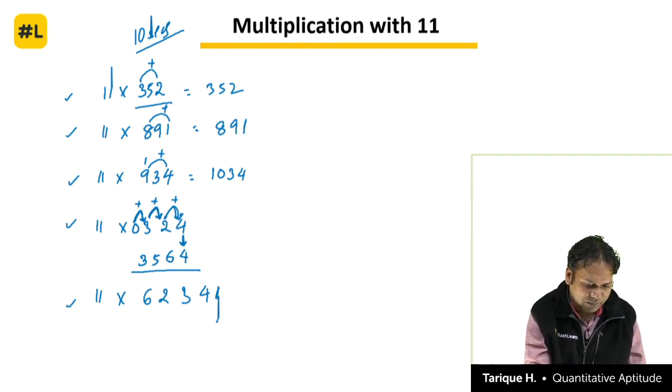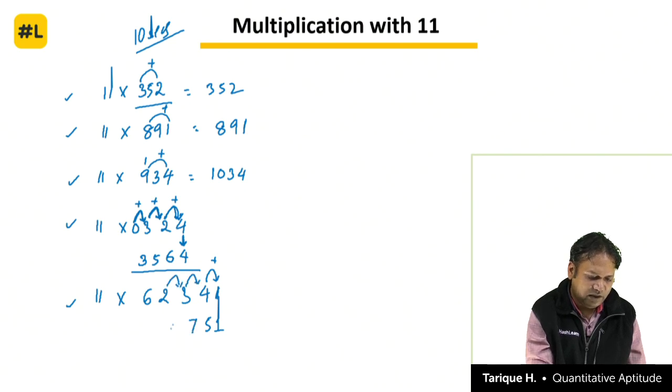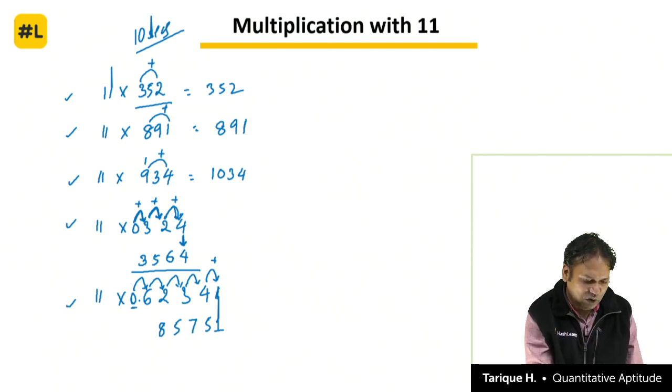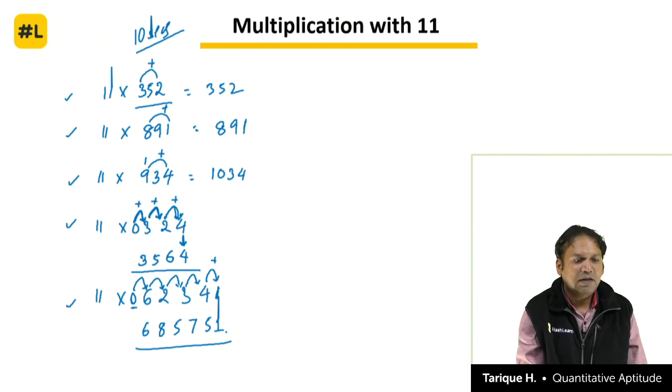Let's do it here also. 1, 4 plus 1, how much is 4 plus 1? 5, 3 plus 4, 7, 2 plus 3, 5, 6 plus 2, 8 and 0 plus 6. So we will add a 0 here, please note that's just a number. It does not matter how many zeros you put on the left-hand side, okay. So 0 plus 6, 6. So what is the answer? 685751.